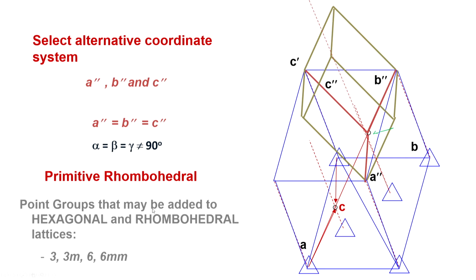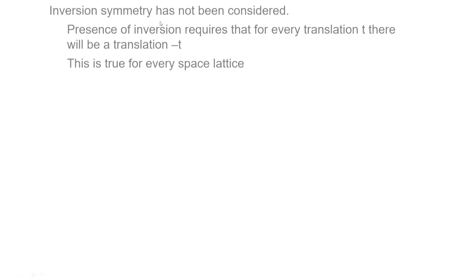So, point groups that may be added to hexagonal and rhombohedral lattices are 3, 3m, 6, 6mm. Now, inversion symmetry has not been considered, though I had made a brief mention of it.